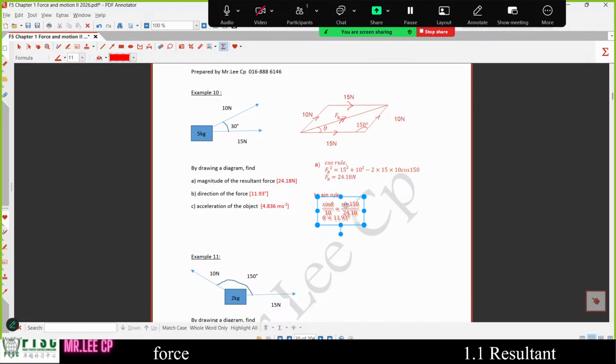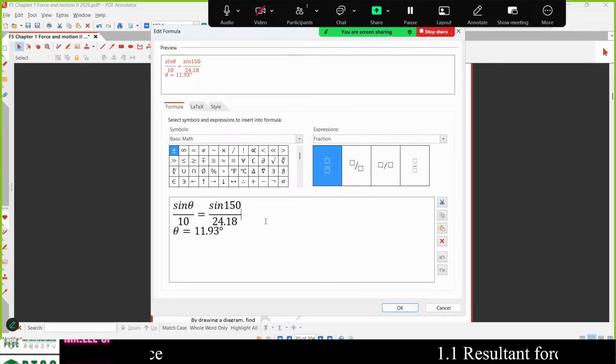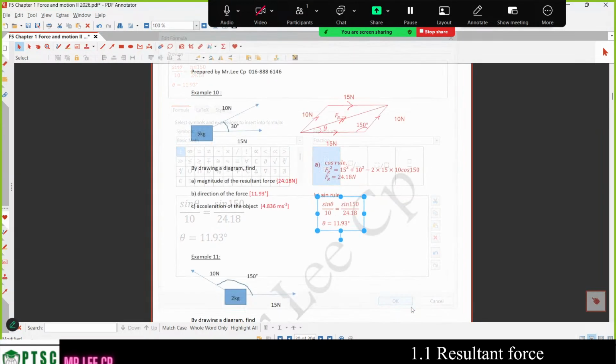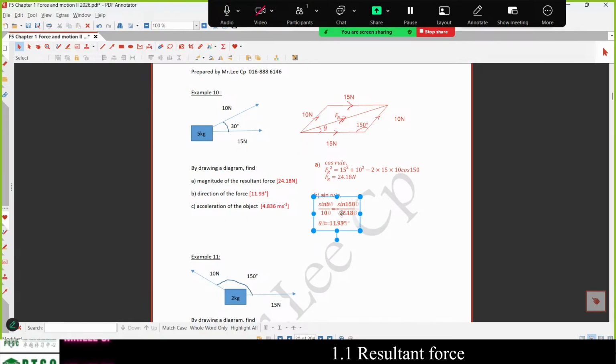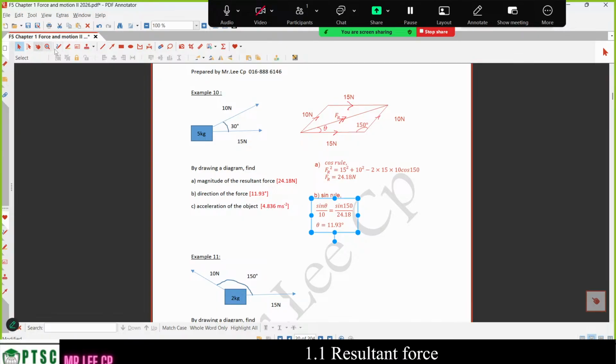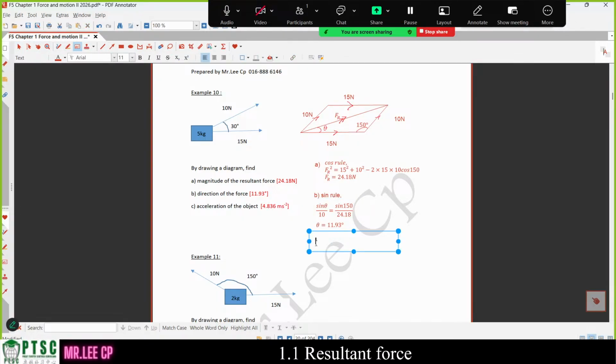Okay, you use the sine rule to get this. Have you learned it in maths? I guess you already learned it in maths, right? I hope so.